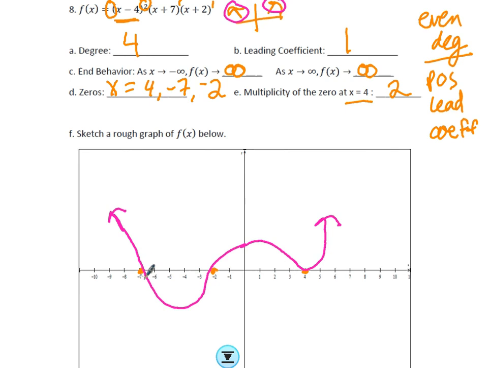But notice here it goes straight through because it has a multiplicity of 1, straight through because it has a multiplicity of 1, and then it turns around and just touches but bounces back because at 4 it has a multiplicity of 2 instead of 1. Sorry, multiplicity of 1 here, multiplicity of 1 here. I think that's what I said, but in case I'm wrong. Multiplicity of 1 here, and 2 here. Okay?